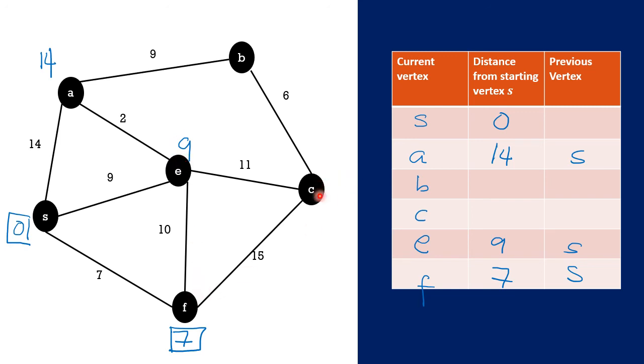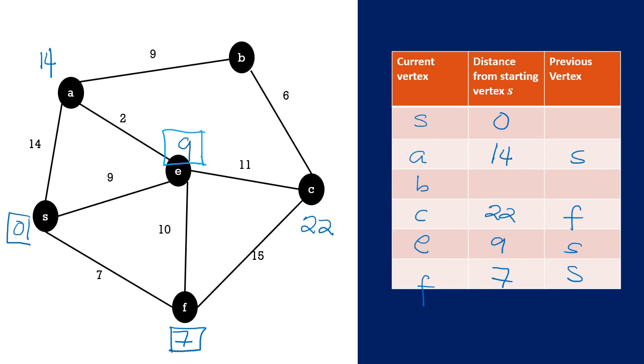What about C? So for C, what's the distance? 7 plus 15. So this would be 22. Okay, so wait, let's write that. C, the distance is 22. Previous vertex is F. So now that we're done with our table, we look at the smallest number here, right? So that's 9. So this would now be our current vertex.